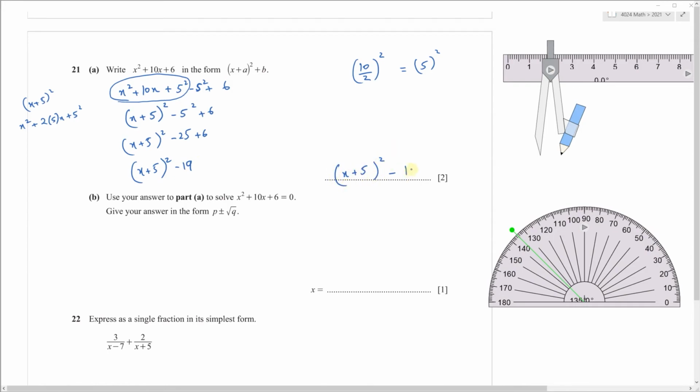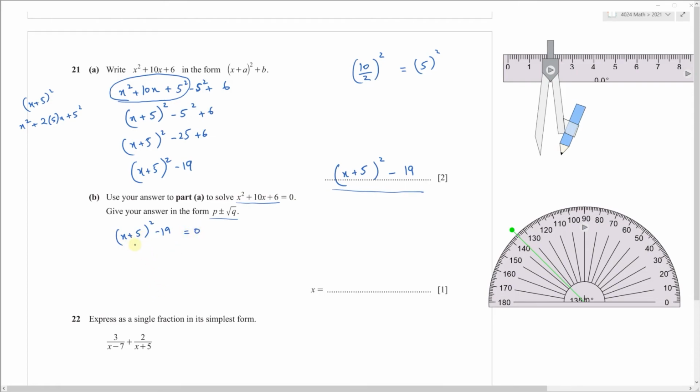whole square minus 19. Part B is use your answer to part A to solve for this expression x square plus 10x plus 6 equals to 0. Give your answer in this form. So now I can write this as this that we found out in part A. So this is x plus 5 whole square minus 19. So I've replaced this x square plus 10x plus 6 with this term, and this is equals to 0.